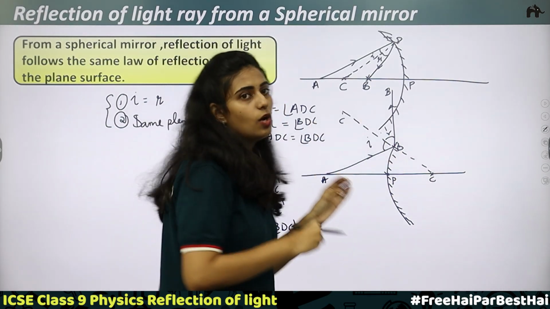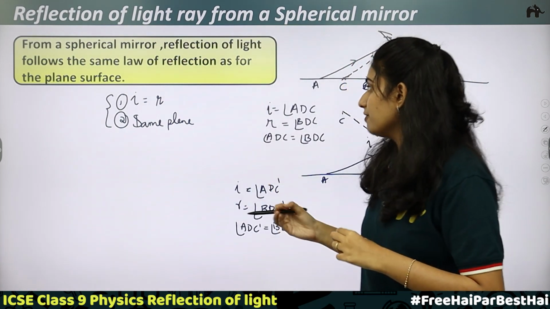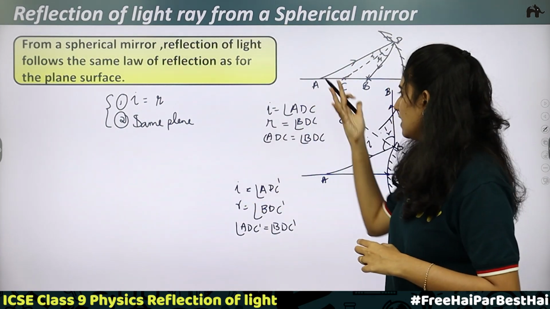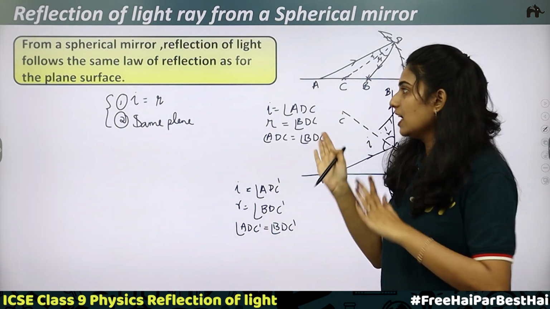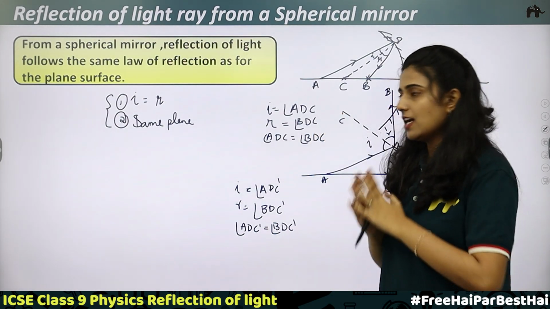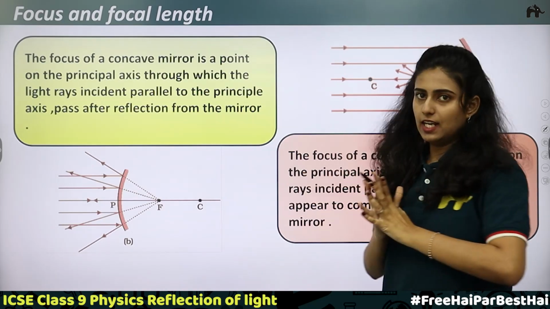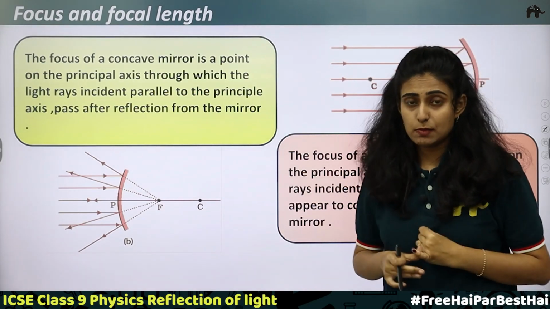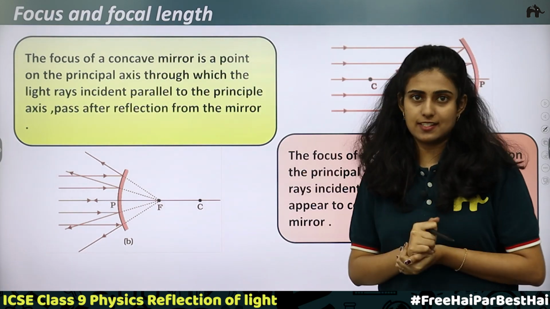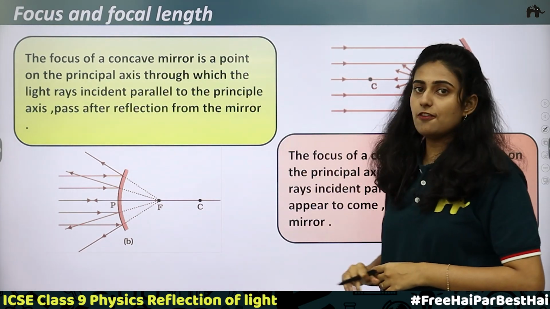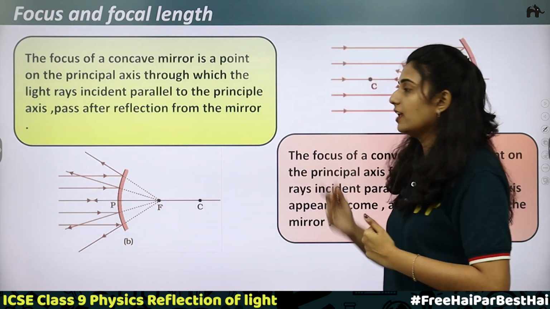So, got it? This is how reflection happens in case of a spherical mirror. Separately, we have discussed the concave mirror and the convex mirror. So, we have seen that the angle of incidence and angle of reflection are the same. Focus and focal length. So, we have understood what is principal axis, pole, center of curvature, normal, aperture, etc. Now, what is the focus of a spherical mirror? What is the focus of a concave and convex mirror?